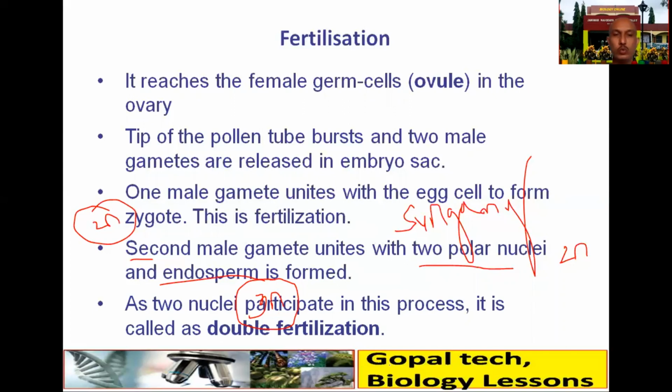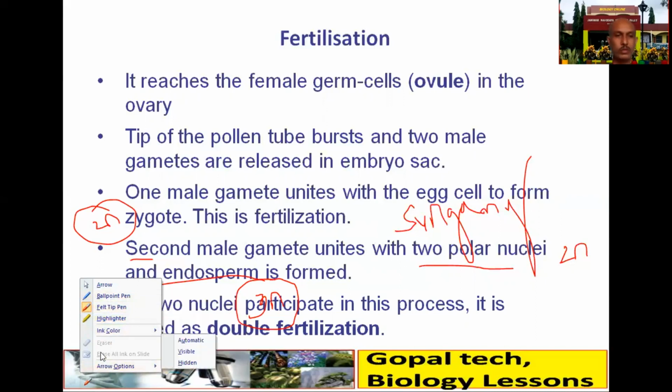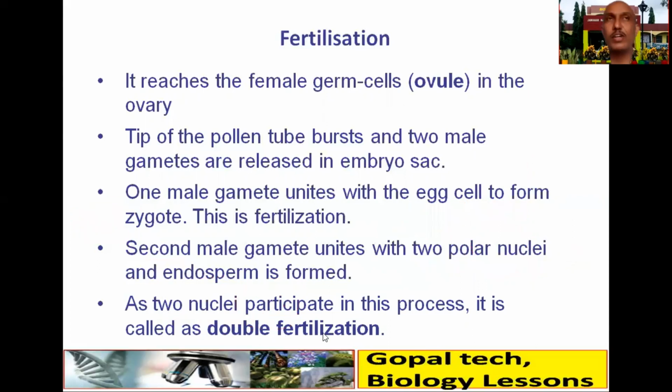So as the two nuclei participate in the process, इधर दो nuclei participate हो रहा है, and ये two times the fertilization is taking place. So two times there is a fertilization. So therefore, जब two times fertilization होता है, okay, it is called double fertilization. So angiosperm का characteristic है double fertilization, one with egg cell produces zygote, another with polar nuclei produces endosperm.